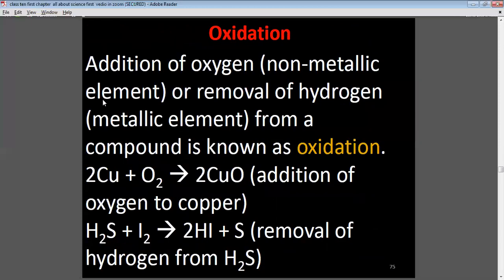What is an oxidation reaction? Addition of oxygen or removal of hydrogen from a compound is known as an oxidation reaction. Two molecules of Cu plus one molecule of oxygen form copper oxide. There is an addition of oxygen to copper. One more example: hydrogen sulfide reacts with iodine, forming two molecules of hydrogen iodide, and sulfur is removed.